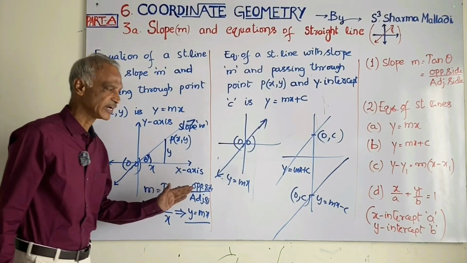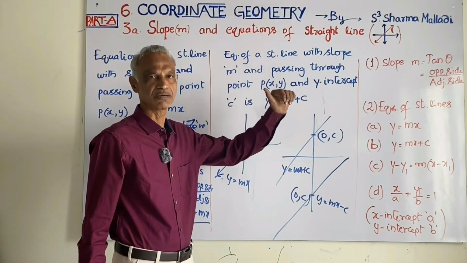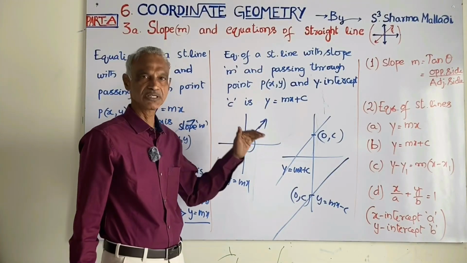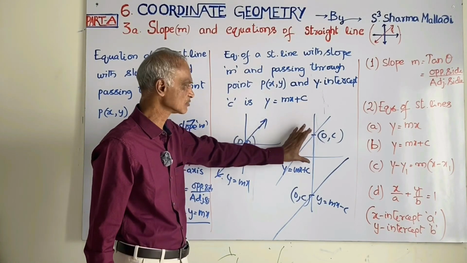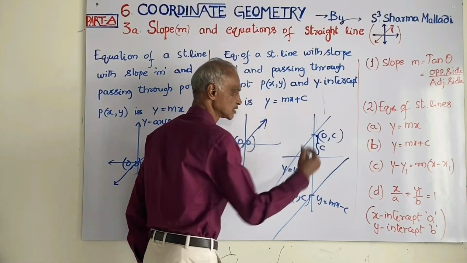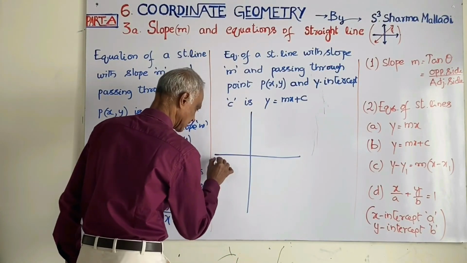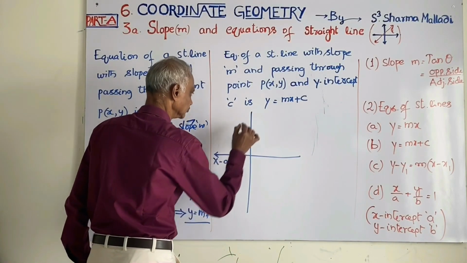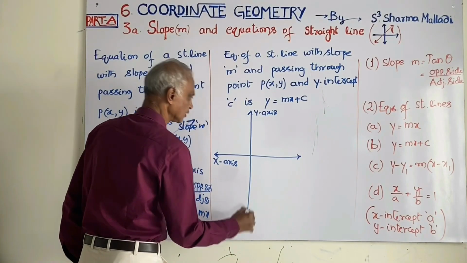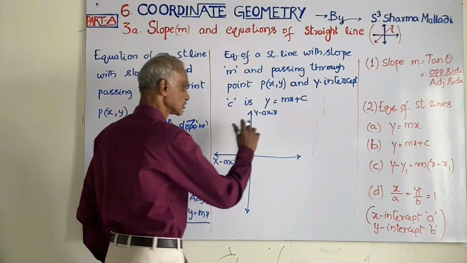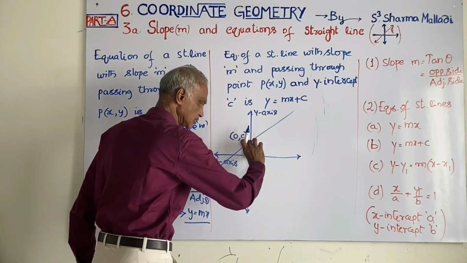Now we have to find the equation of a straight line which is passing through point p x y and having slope m and y-intercept is c. What is the meaning of y-intercept? It is passing through, y-intercept means it is passing through 0 c. This distance is y-intercept, that is denoted by c. This is x-axis and this is y-axis. Line passing through y-intercept. Y-intercept means it is passing through 0 c. Y-intercept means this distance is c.